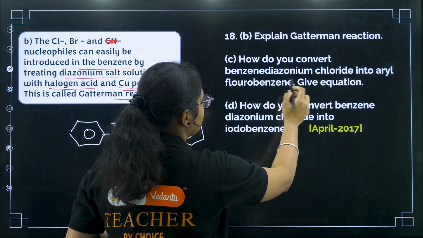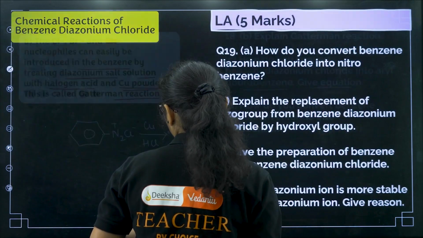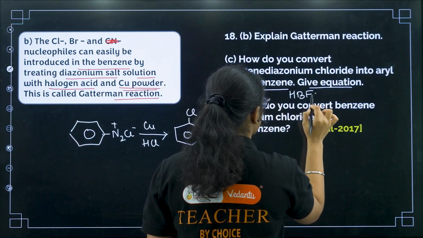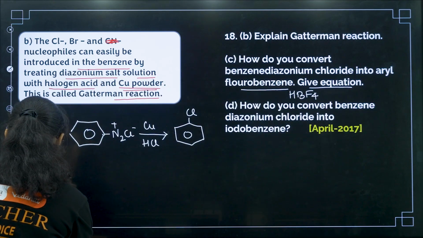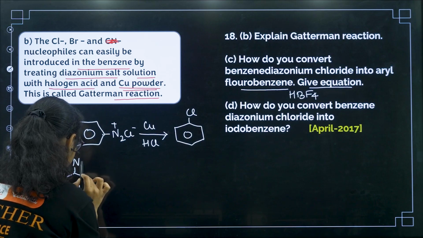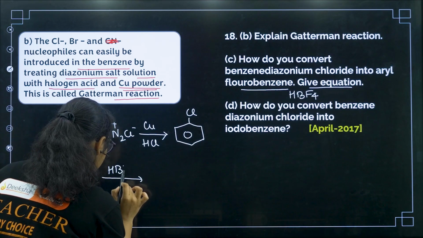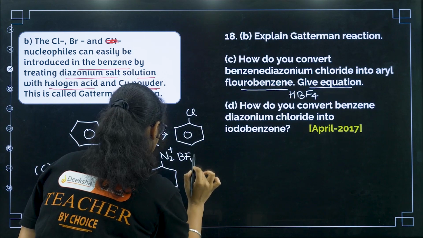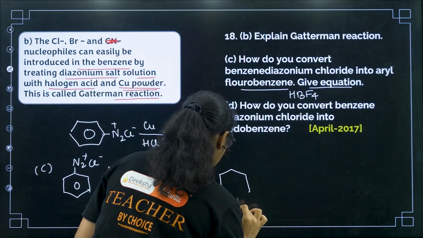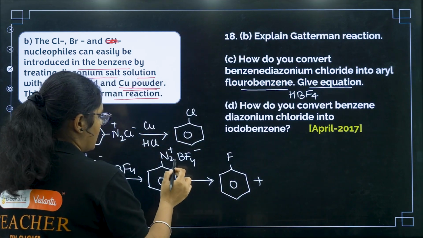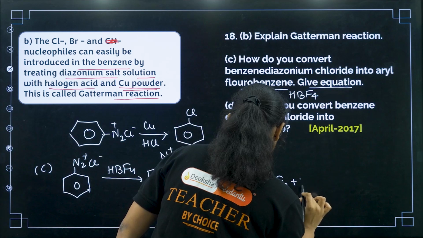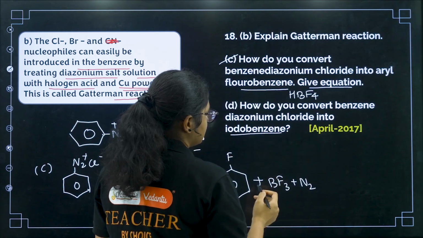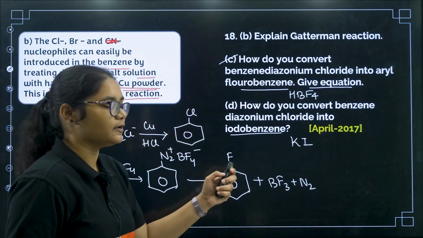Okay. Next, how do you convert benzene diazonium chloride into fluorobenzene? Give equation. If I want to convert this one by treating it with HBF4, the equation will be benzene diazonium chloride with HBF4, and that one will give me N2 plus and BF4 minus, and then here we will get fluorobenzene, plus you will get BF3 plus N2 gas. Okay, this is done. Next, how do you convert benzene diazonium chloride into iodobenzene? So that is by treating it with KI. Okay, simple reaction. You can write down the reaction here.